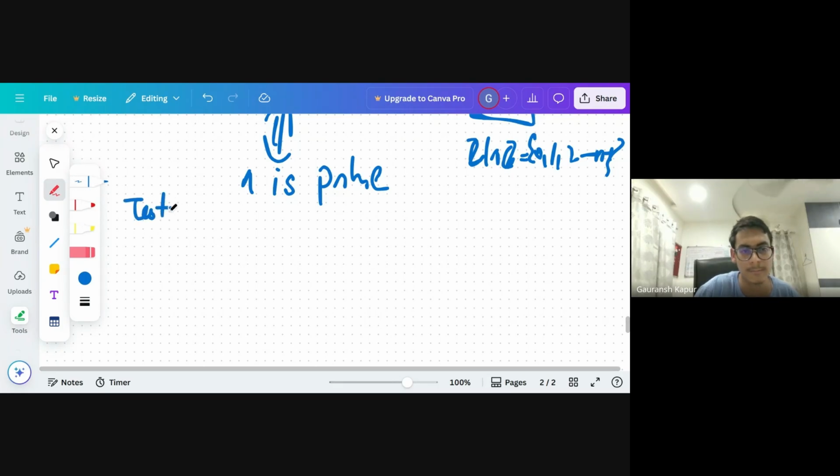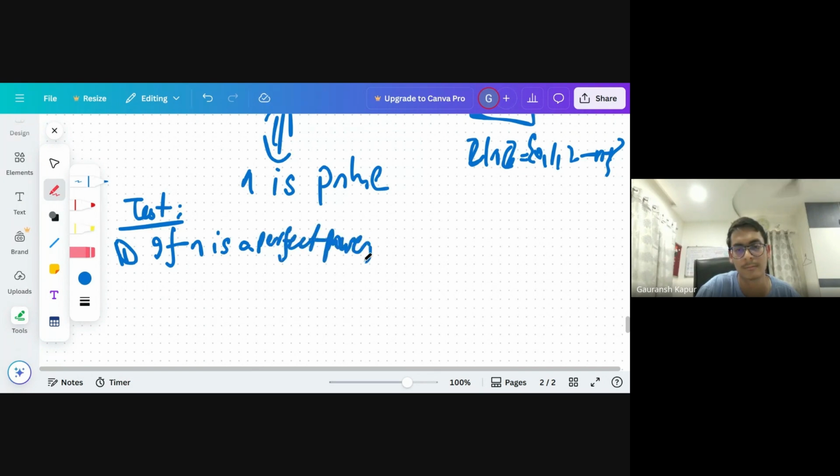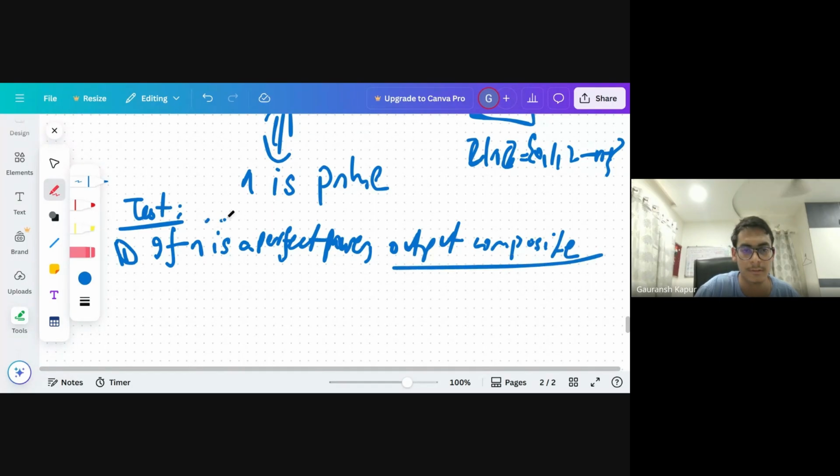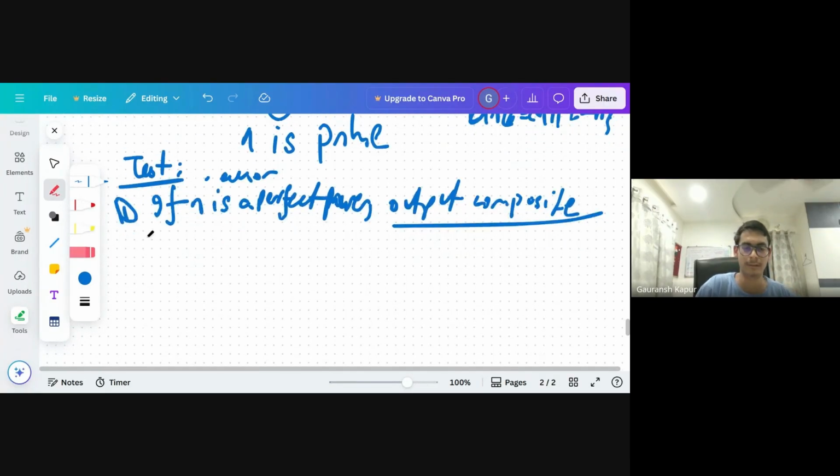Step one: if n is a perfect power, output composite, or even. So the first step just checks if n is a perfect power or even, and if it is, then it outputs composite.